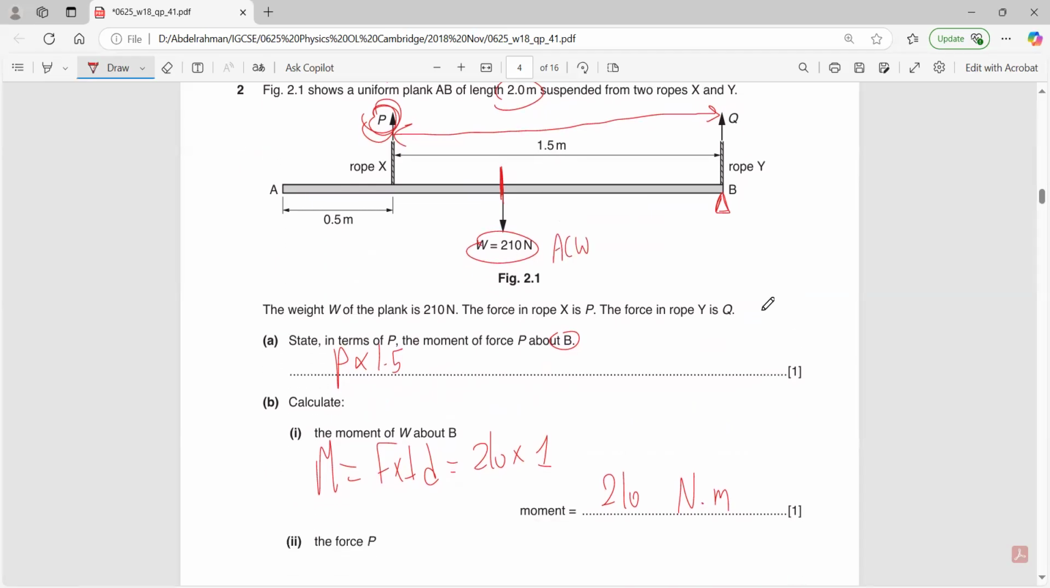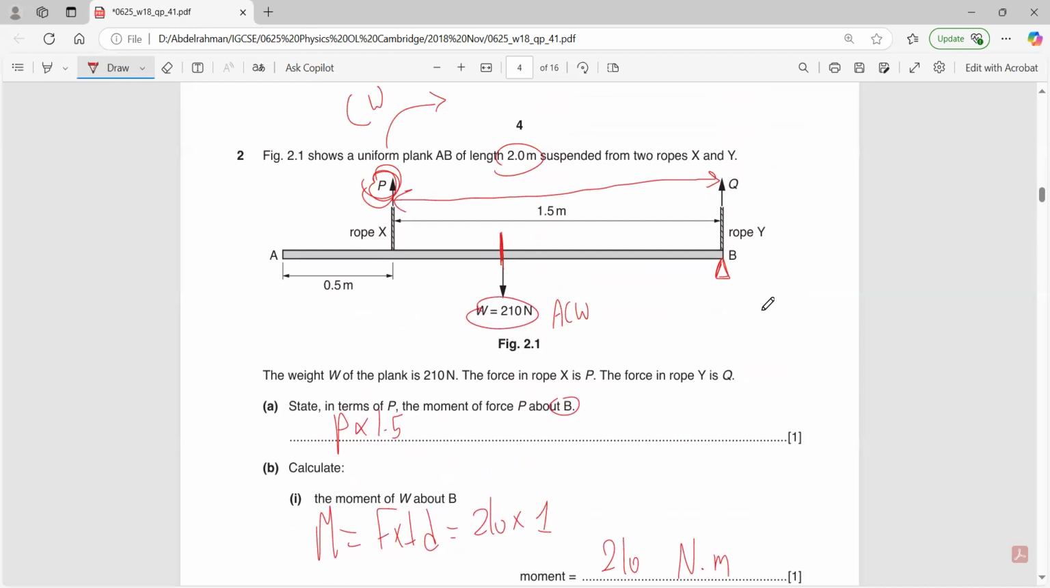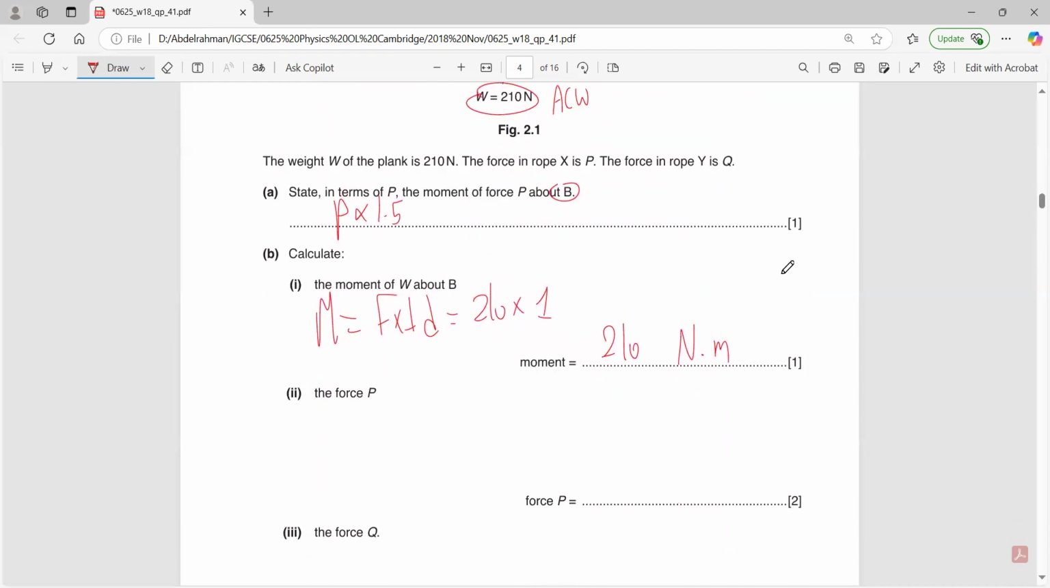It's at rest, it's in equilibrium. So clockwise equals anti-clockwise. The anti-clockwise moment was 210, and the clockwise moment is P times 1.5, divided by 1.5. So force P would be 140 newtons.